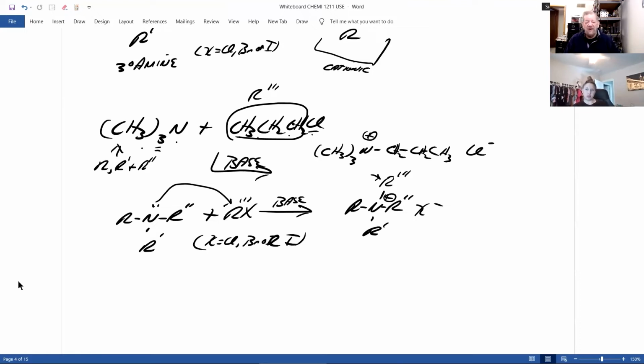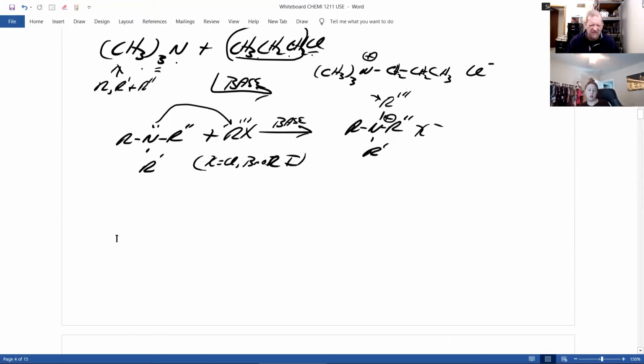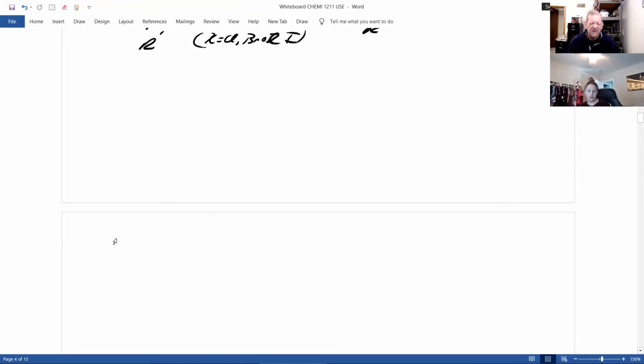Ooh, another important area where quaternary ammonium salts and other nitrogen compounds are used is in personal care items such as conditioners and shampoos. Those also use quaternary ammonium salts. But the biggest ones are fabric softener and antimicrobial.